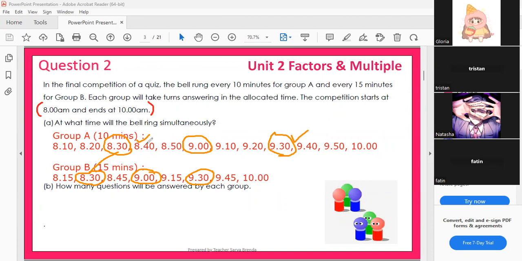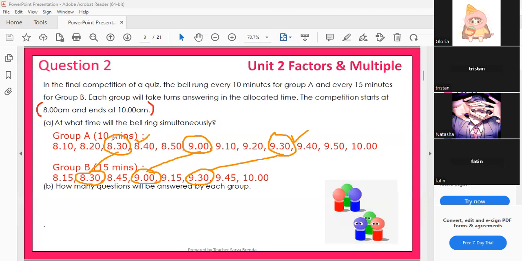9:45? No. So there are 3 occasions in which the bell will ring simultaneously. Now, in factors and multiples, this is called what? Is this multiple or is this factors? First of all, you answer me that. What is this? When you're listing out all these, what are all these? Multiples, exactly. And then what are we finding here? There's a term for it. There is a name that you learn.